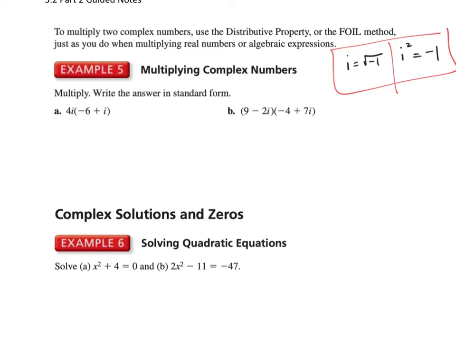So let's look at part A, example 5, part A. So we take 4i times -6 plus i. We're going to distribute. So 4i times -6, 4i times i. Simplify. 4 times -6 is -24, and then don't forget about your i right there. 4i times i is i squared, so it's 4i squared. Now remember, i squared is the same thing as -1. So anytime you see i squared, you can change that to a -1.